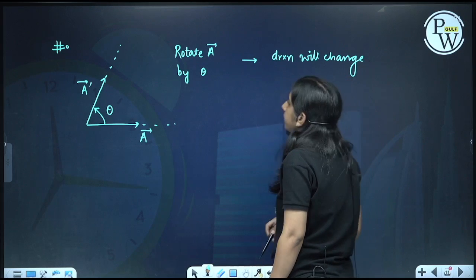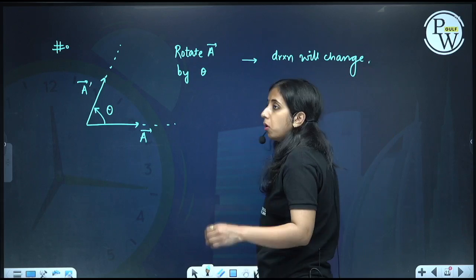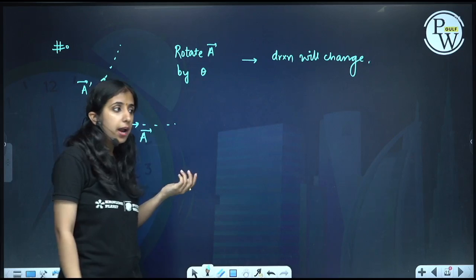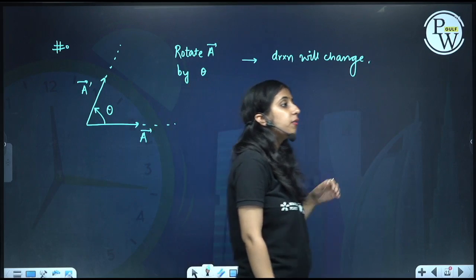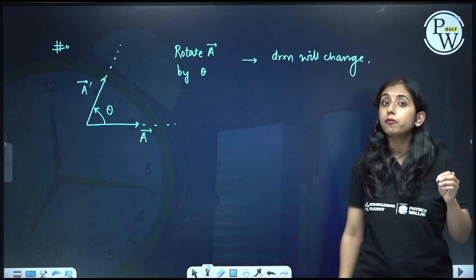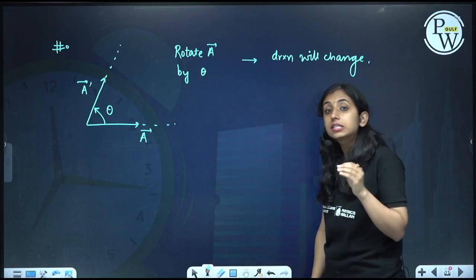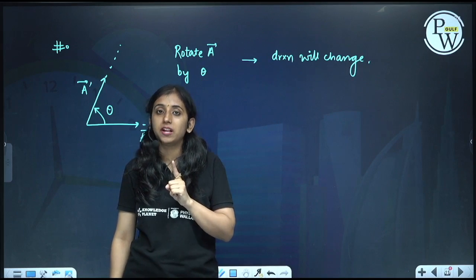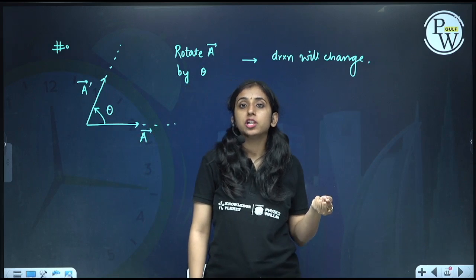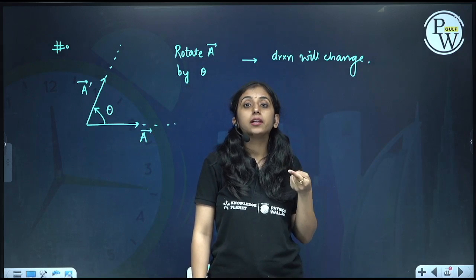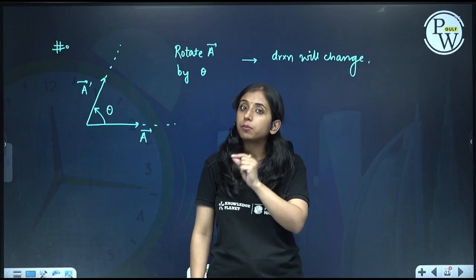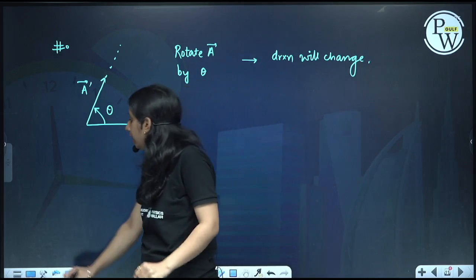So what conditions do we have? A vector changes if either its magnitude or direction changes, and a vector remains the same if both of them are the same. So only in the condition of parallel displacement is my vector not changing. If I multiply my vector with some scalar number, my vector will change, and if I rotate my vector, then also my vector will change.